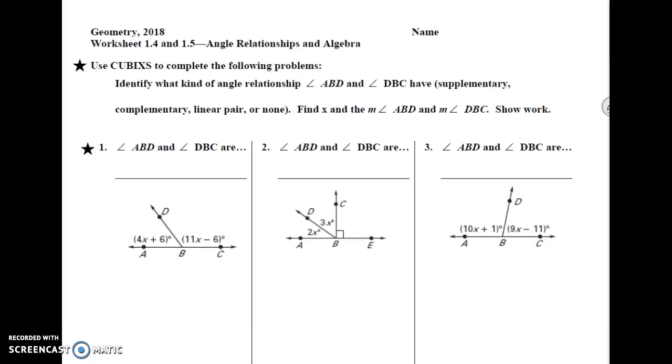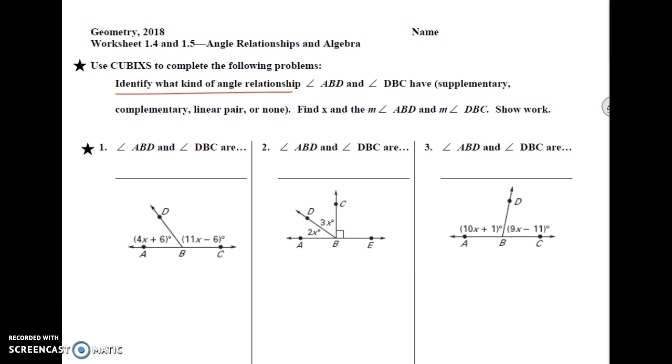All right, we're going to work on worksheet 1.4, 1.5 on angle relationships and some algebra. This first section, we're going to use cubics to think through this problem, looking at these three diagrams. It says use cubics to complete the following problems. Identify the kind of angle relationship angle ABD and DBC have.